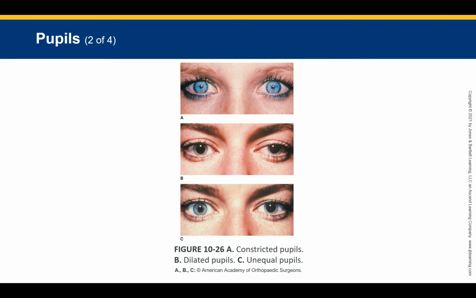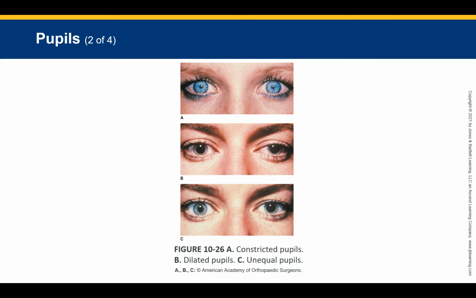Now, what can this tell me when one is dilated and one is equal? What does that potentially tell me? Anybody want to guess? You said when one is dilated and one is equal? Correct. Look in your chat box, folks. Stroke. TBI. So we're going to lean towards a TBI. So we're going to have a brain injury.